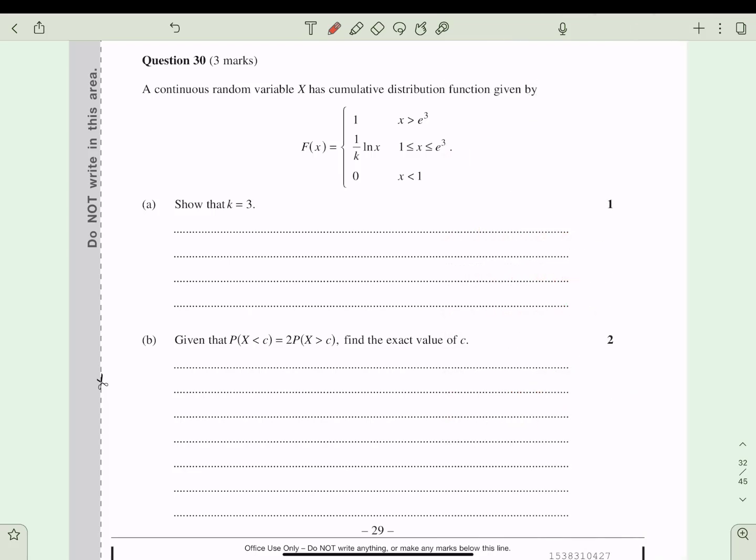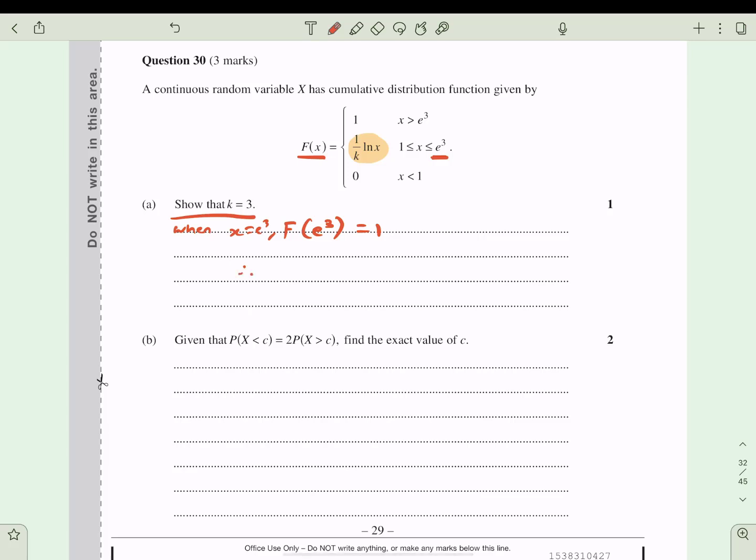Question 30. A continuous random variable x has cumulative distribution function given by capital Fx. Part A asks us to show that k is equal to 3, and we should see that k is in this equation here. So when we are looking at a CDF, we need to consider that for the endpoint of my x domain, in this case e to the power 3, F of e to the power of 3 must equal 1 for a CDF. The reason is that the maximum probability something can have is 1. So therefore, we say that when x equals e to the power 3, the function is equal to 1.